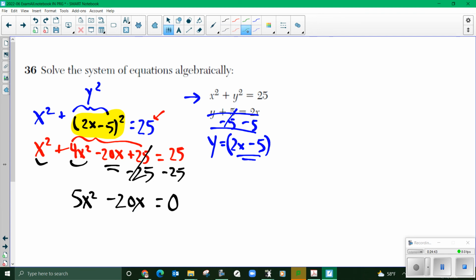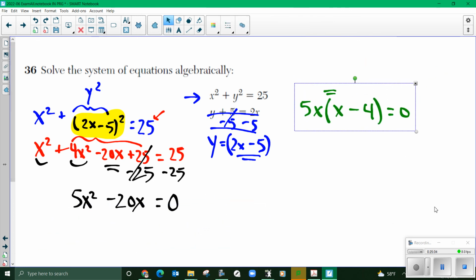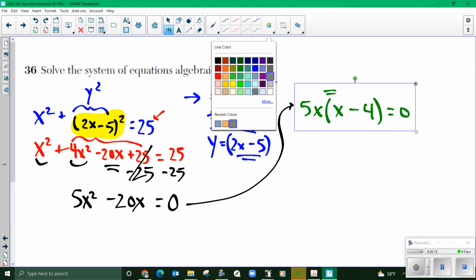Let's take out a 5x. That will leave me an x in this term and a 4 in that term. That's equal to 0. And what I'm going to do is move this. Instead of rewriting it, yeah, I'm getting lazy, right up here. So this part gets right here. Now, look what I can do.